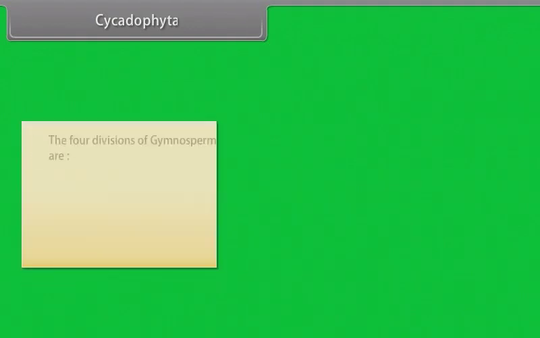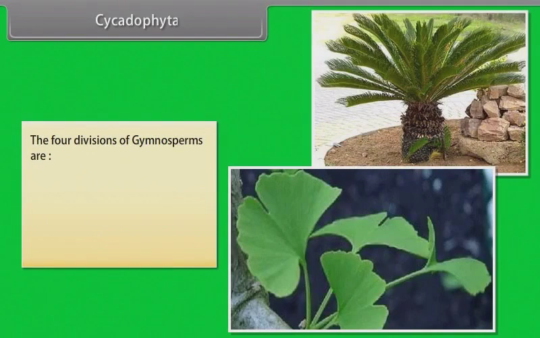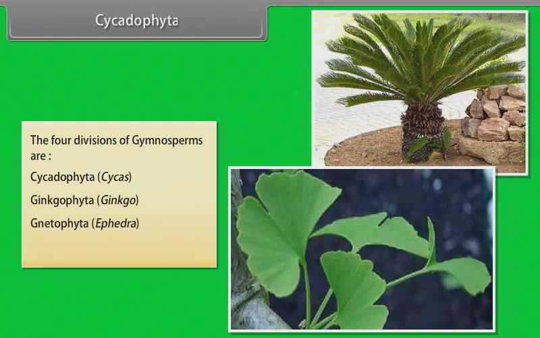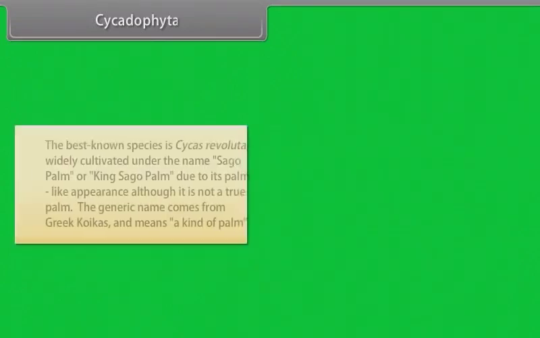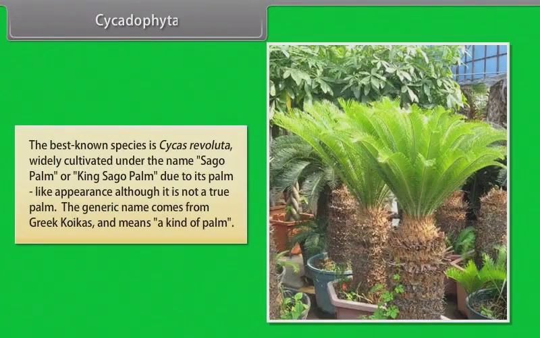Cycadophyta. The 4 divisions of gymnosperms are Cycadophyta, Cycas, Ginkgophyta, Ginkgo, Gnetophyta, Ephedra, Coniferophyta, Pinus. The best-known species is Cycas revoluta, widely cultivated under the name sago palm or king sago palm due to its palm-like appearance, although it is not a true palm. The generic name comes from Greek koikos and means a kind of palm.